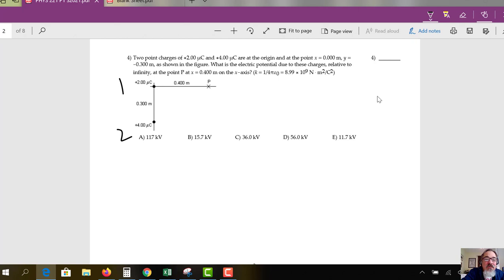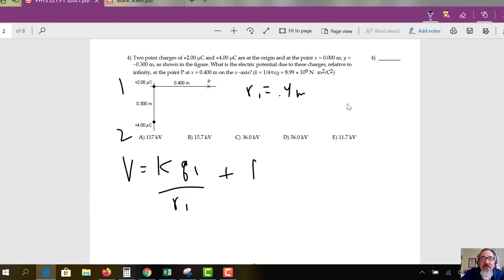Okay, so the voltage because of a point charge, just in general, is K Q over r. So the voltage over here at point P would be K, Q1 divided by the distance from Q1 to the point. That's the 0.4 meters here. Plus the contribution from the other one. So K, Q2. That's Q1, that's Q2. Q2, and then the distance to that point.